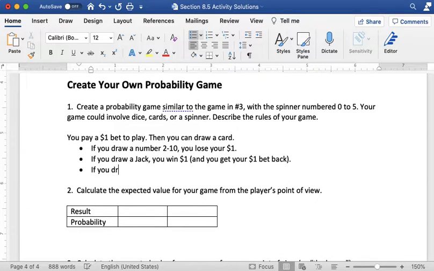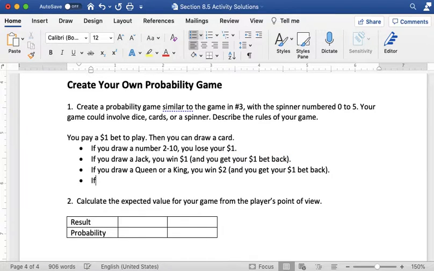If you draw a queen or a king, then you're going to win $2 and get your $1 bet back. And if you draw an ace, you win $3 and you get your $1 bet back. So that's the game that I have set up.